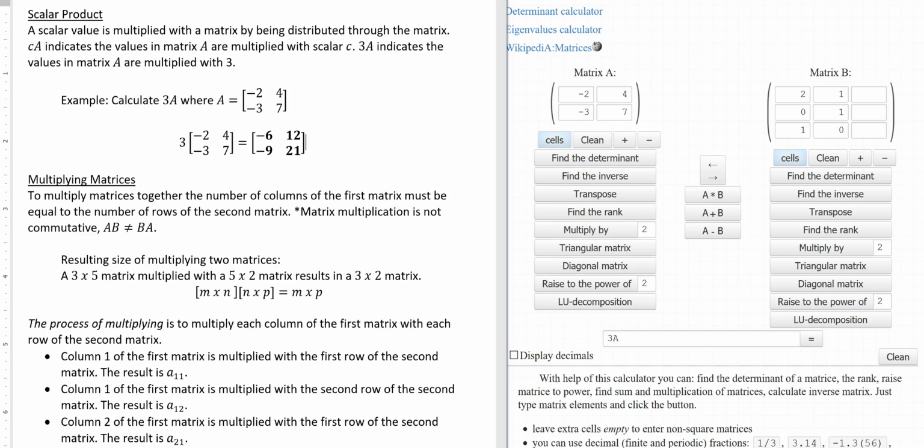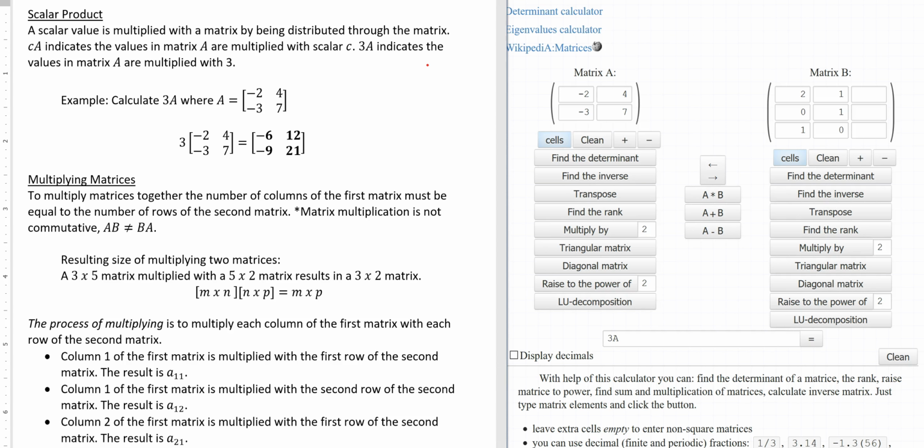Multiplication with matrices. First, let's take a look at a scalar product. A scalar product is where you take a matrix and you multiply it by a constant or coefficient. A scalar value is multiplied with a matrix by being distributed through the entire matrix. A C and then an A indicates the values in matrix A are multiplied with scalar C. So if I write 3A, that indicates the values in matrix A are multiplied with 3.